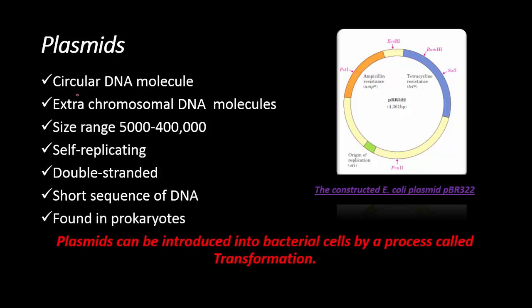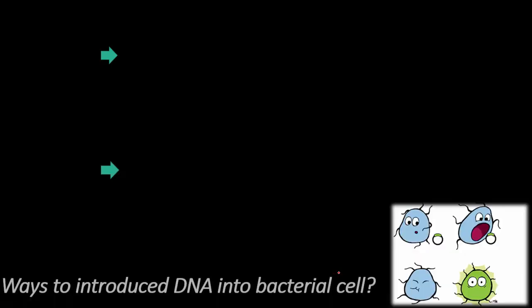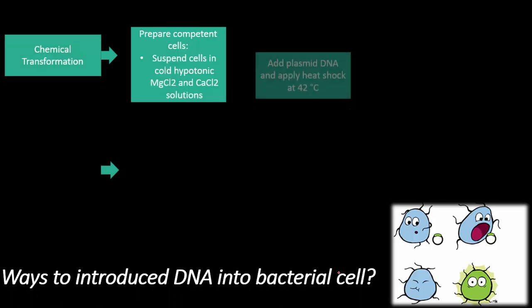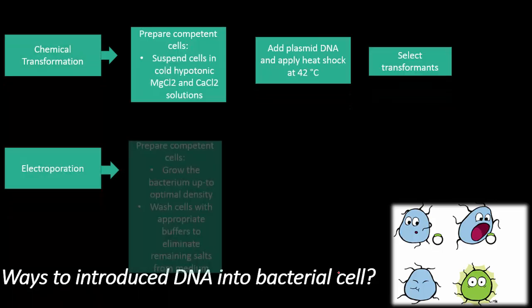They are always found in host cells, prokaryotic cells. So how do we transfer plasmid into bacterial cells? The process by which we transfer this plasmid into the bacterial cells is called transformation. There are two main types of transformation. First one is chemical transformation, and the second one is electroporation.